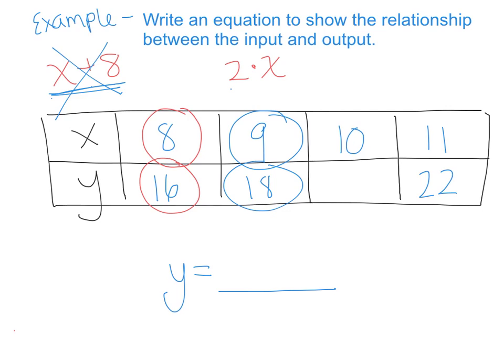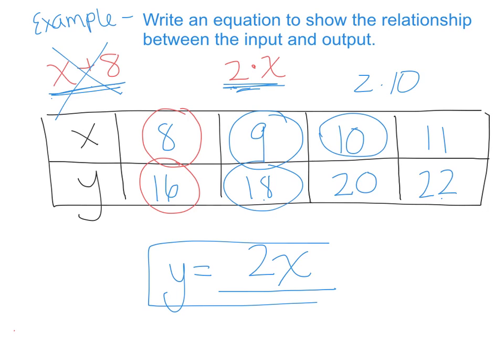Does 2 times 9 equal 18? Yes, it does. So far this rule is working. Let's double check with the other one we have. 11 and 22. If we have 11 times 2, does that equal 22? Yes, so this is our rule. Y equals 2x, or 2 times x. So to finish the table, if we had 10, we would do 2 times 10 equals 20.